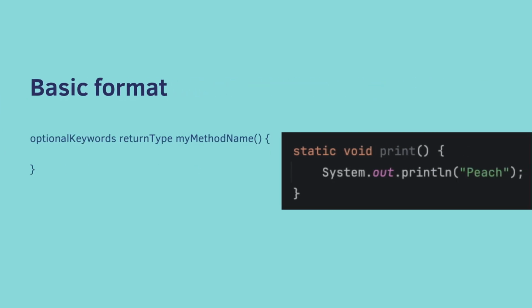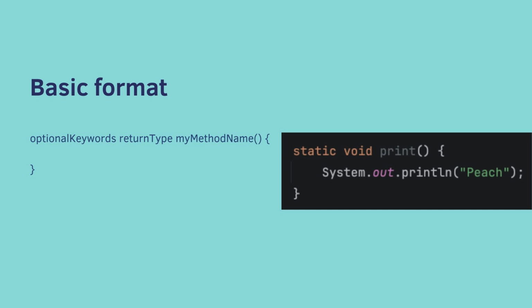You have some optional keywords at the beginning. Then you have your return type, and then your method name, which again should be in camel case. You then have open and closed parentheses, and then open and closed curly braces. So if you look on the right, you have static, that's your optional keyword. Void is your return type.